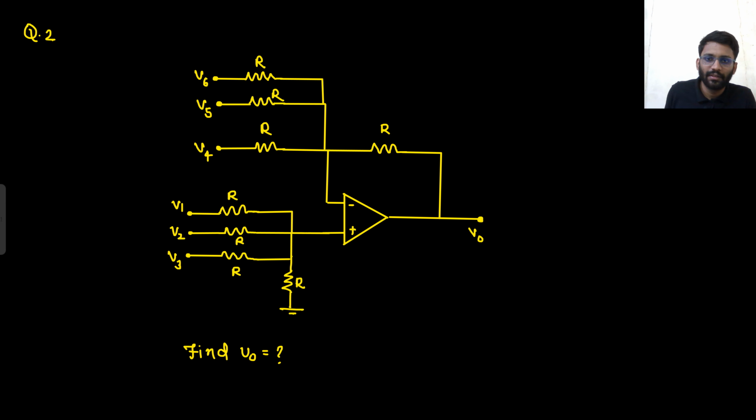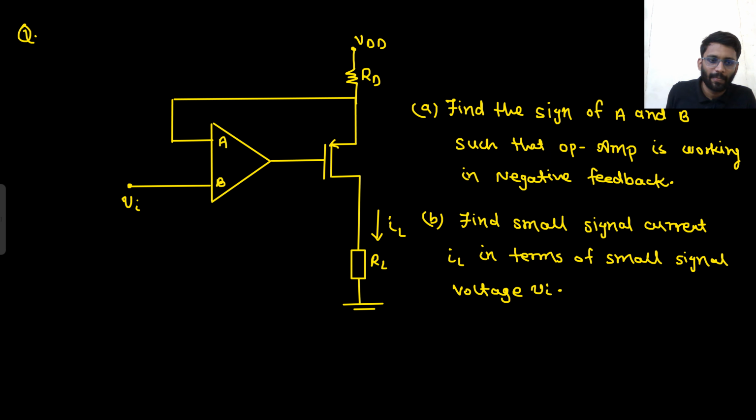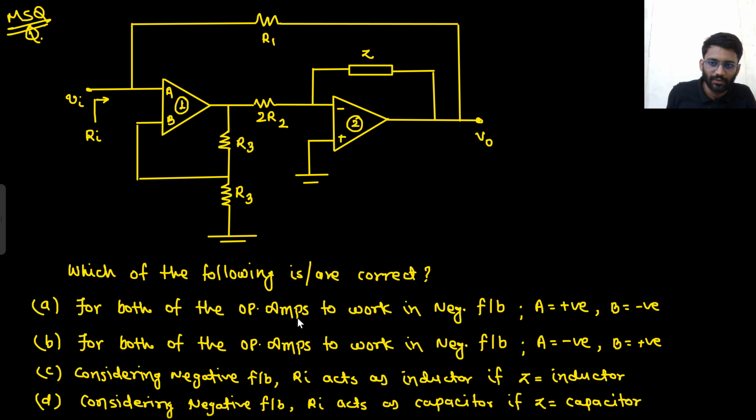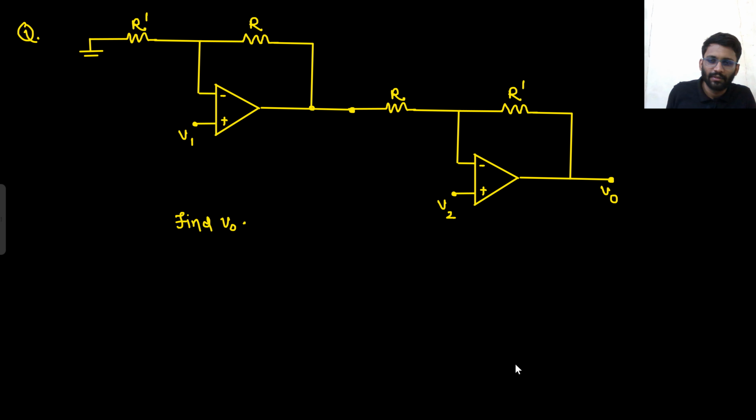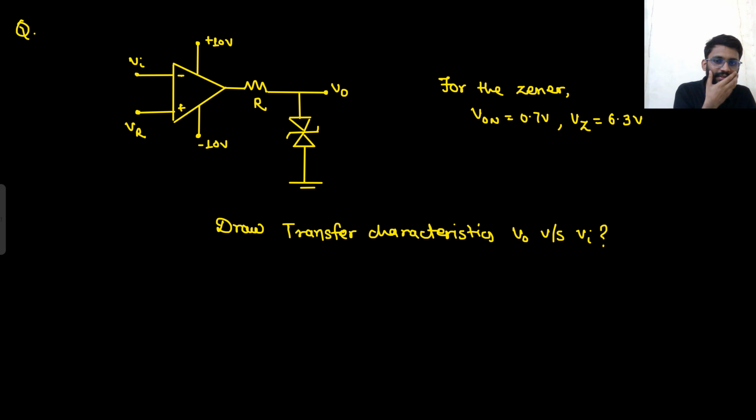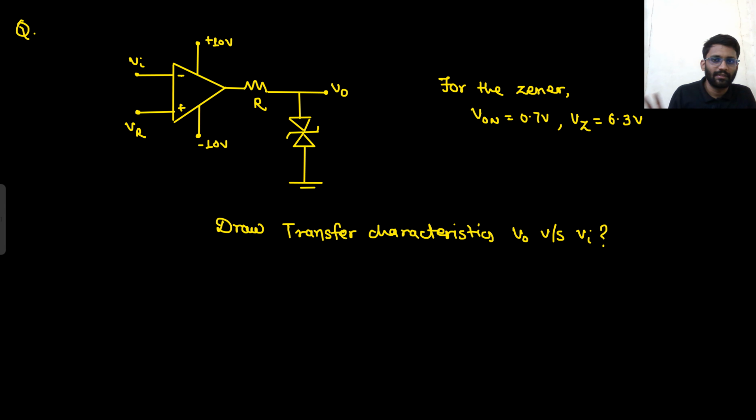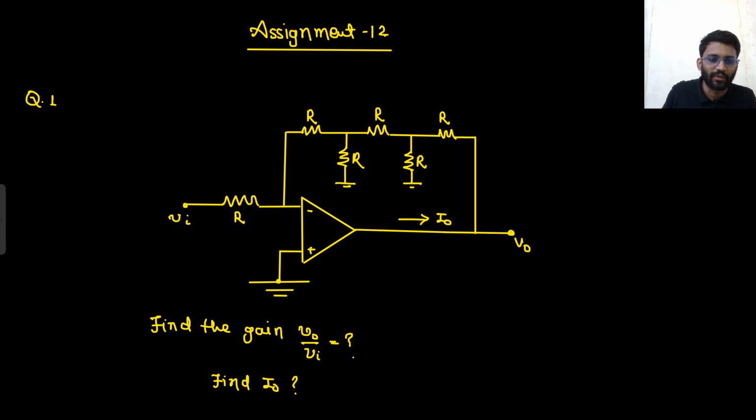First question, second, third, fourth, fifth, MSQ it is. Sixth, very easy it is. Seventh, a transfer characteristic you need to draw. That's it. Okay. So these questions we are going to solve. These are very, very easy, and we will be able to solve them very quickly.